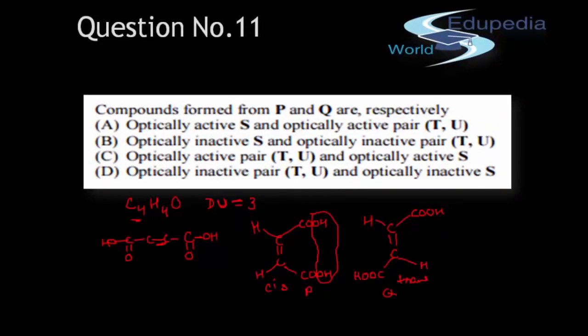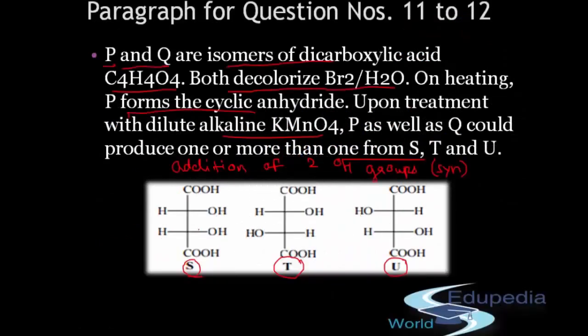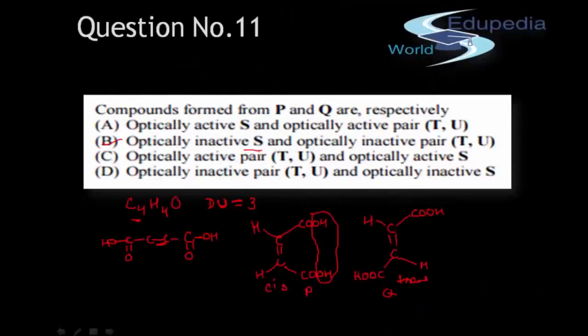Compounds from P and Q are, from P it was optically inactive S, because if you look back at the question, your S was a meso structure. So it was optically inactive S, and for the case of Q, it was an optically inactive pair of T and U, that is a racemic mixture. So B will be my correct option to the question. Thank you.